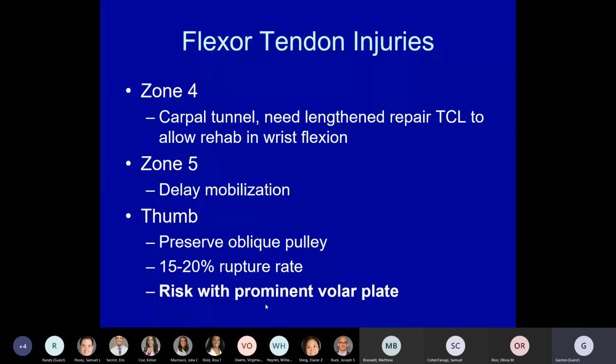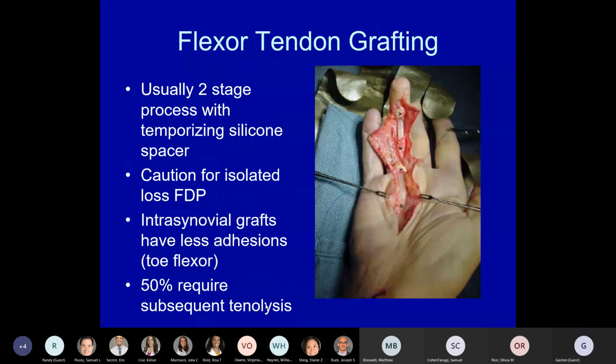Of the thumb, so FPL lacerations, you want to preserve that oblique pulley because, again, that's the most important one for the thumb. Re-rupture rates are higher. You can see 15 to 20% compared to finger tendons, which is much lower. And risk of prominent volar plate. I don't remember what that was about. There was some question about that. Must be something, if you had a laceration and went through the FPL and included the volar plate, probably a higher risk of complications with that.